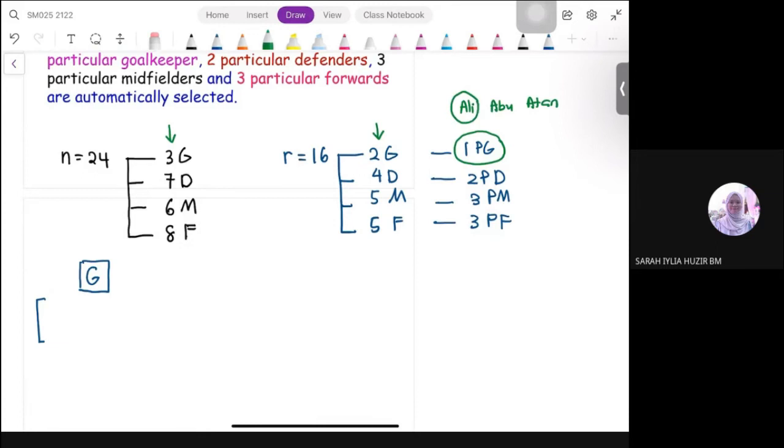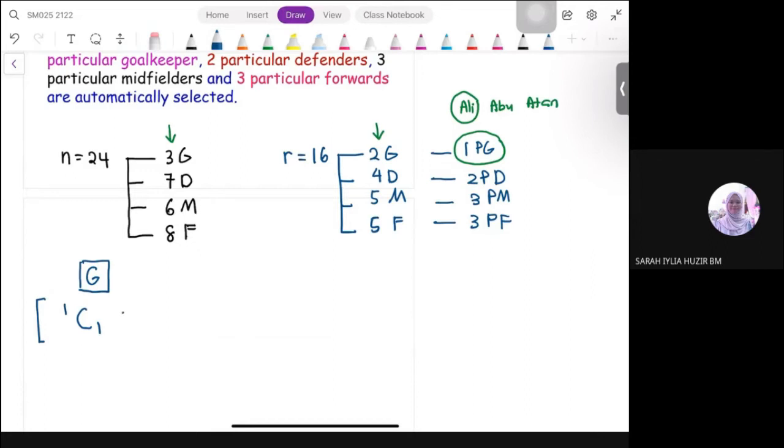Mesti pilih. Okay. So kita akan start dengan 1C1. Kenapa? Kita ada satu je Ali. Ali tu confirm kita nak. Ni goalkeeper pertama kita lah. Paling terror. So 1C1. Okay.